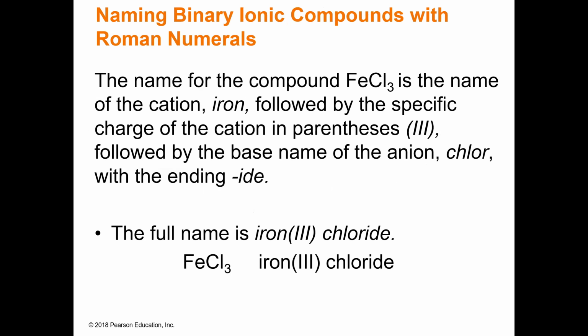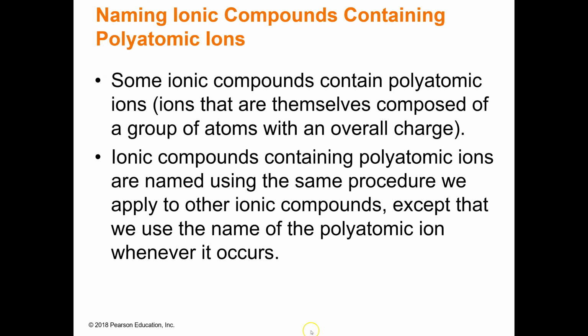So putting that together, iron is the metal. It has 3 positive charges. Chloride is the anion. The full name is iron 3 chloride. Roman numerals make a big difference. They're like the zip code of a compound's identity.